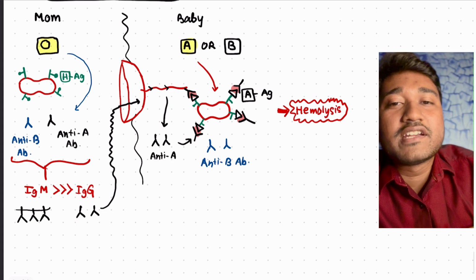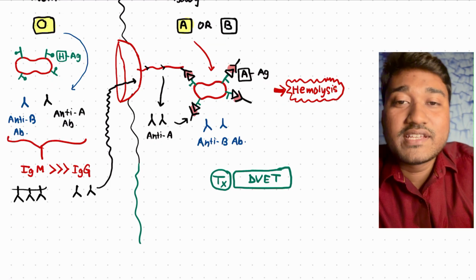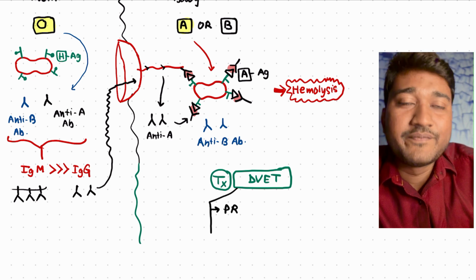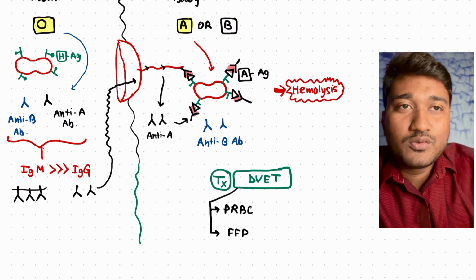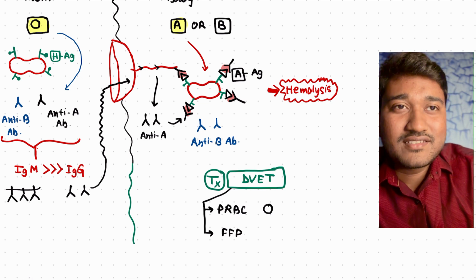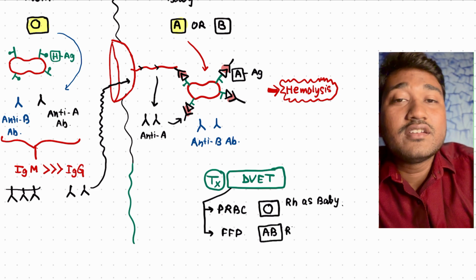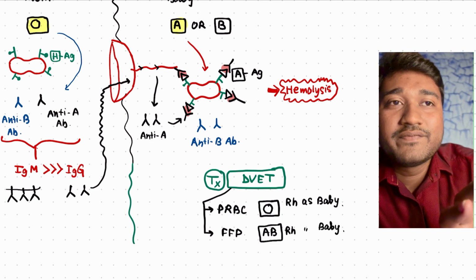So what is the treatment for ABO incompatibility? You know this, double volume exchange transfusion, DVET. Okay, and this DVET we will be doing with PRBC as well as FFP. Just write this for now, and we can discuss in detail later in part 2 of this video. We need O blood group, and the Rh will be the same as the baby.